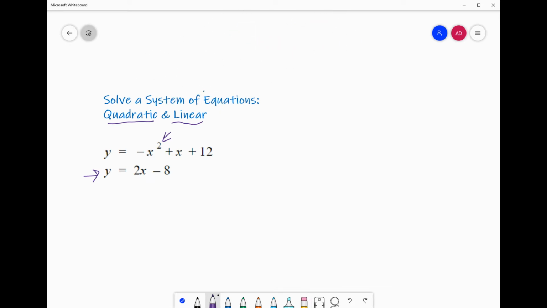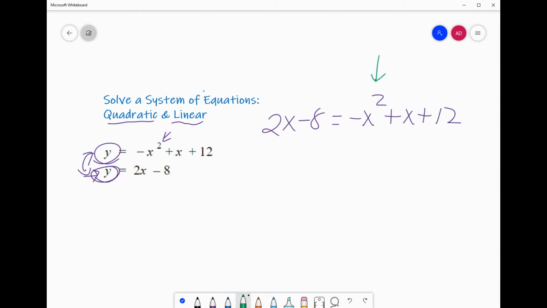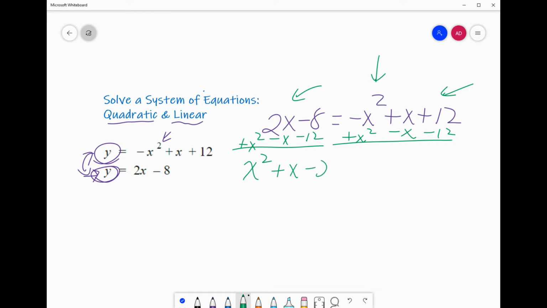All right, so for starters, we're going to use the substitution method. Since both equations are equal to y, set them equal to each other. So I have 2x minus 8 equals negative x squared plus x plus 12. Now, since we have a quadratic equation, we set it equal to 0. If you're not too sure about that, go back and watch my other video on quadratic equations. So now I'm going to subtract the x's, subtract the 12. Look at what I'm doing. I'm bringing everything from that right-hand side over to the left-hand side and just cleaning it up. Now I have a quadratic equation set equal to 0.